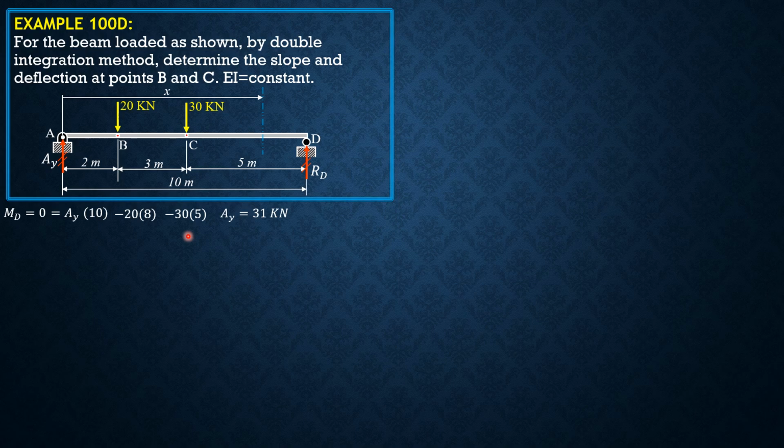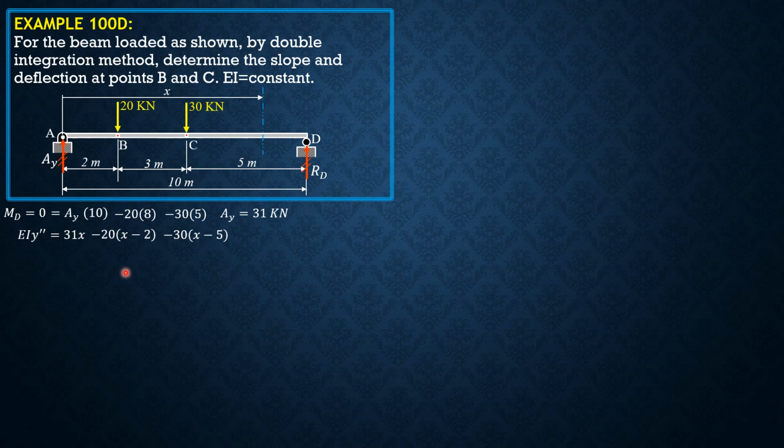Then we set the moment equation in portion CD. EI y double prime equals 31 times x, then minus 20 times this distance, quantity x minus 2, then minus 30 times this moment arm, x minus 5. So that's the differential equation of the elastic curve.